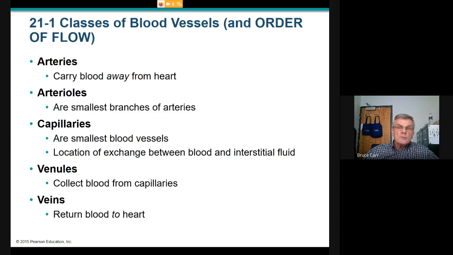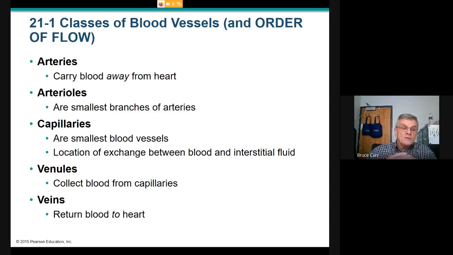Arteries are defined as carrying blood away from the heart. Now, in many cases, people are taught that arteries carry oxygenated blood. That is true only for the systemic circuit. It is exactly the opposite in the pulmonary circuit. So establish the primary definition. Arteries carry blood away from the heart.